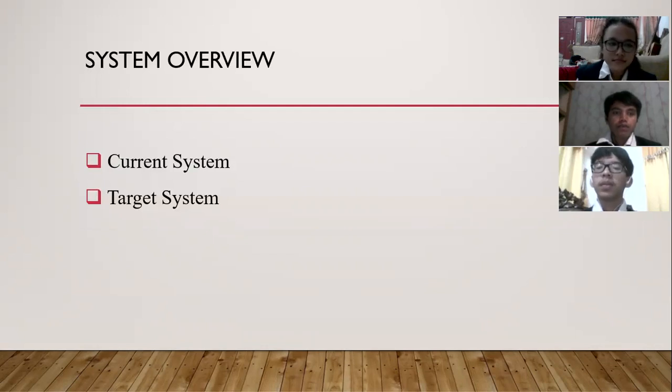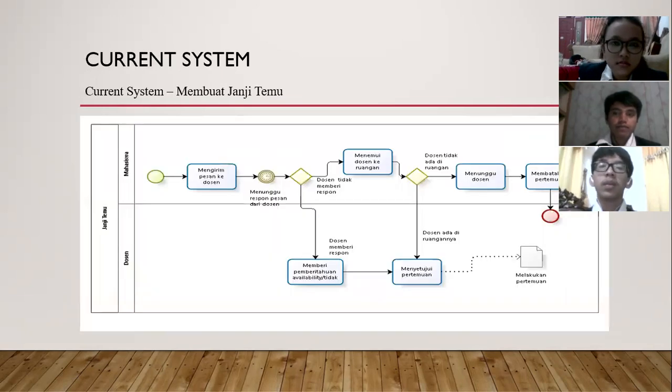System overview. There are two parts. The first part is current system and target system. Okay, for the first is current system. Current system, making appointment. In general, the current system involves interaction between students and lecturer for academic related meetings such as discussion about course or assignment and of each semester project, student organization or other academic activities.